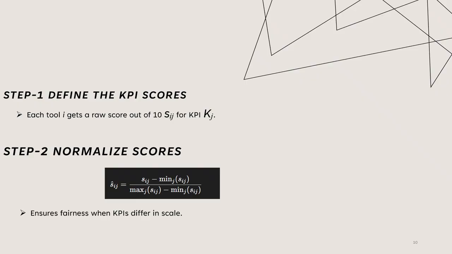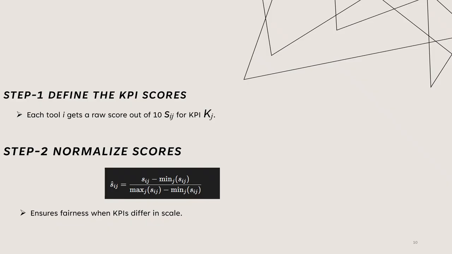Now we are starting with the framework design. Our framework follows four simple steps. The first one is to define the raw KPI scores. As we just said in the previous slide, each tool gets a raw score out of 10. Each KPI gets a raw score out of 10.